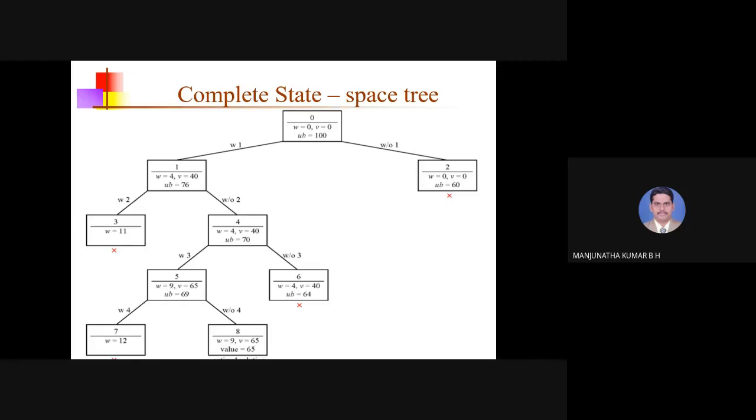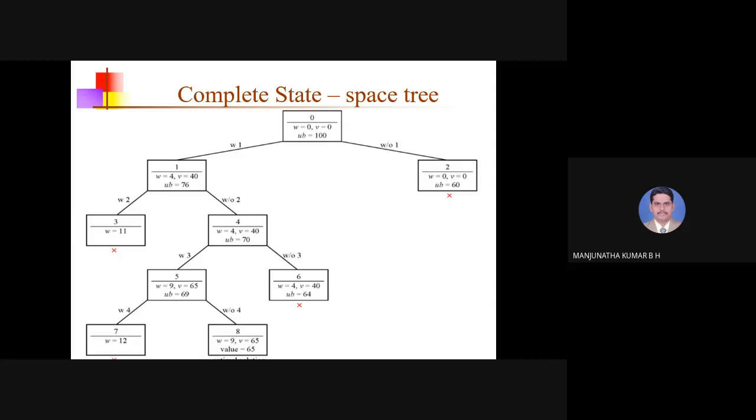Next level, node 1 and node 2 are calculated with item 1, without item 1. Again calculate the upper bound for both the nodes. Compare the upper bounds. Take the maximum one, 76. That is node 1. Explore the node 1 with 2 and without 2. You will get node 3 and node 4.